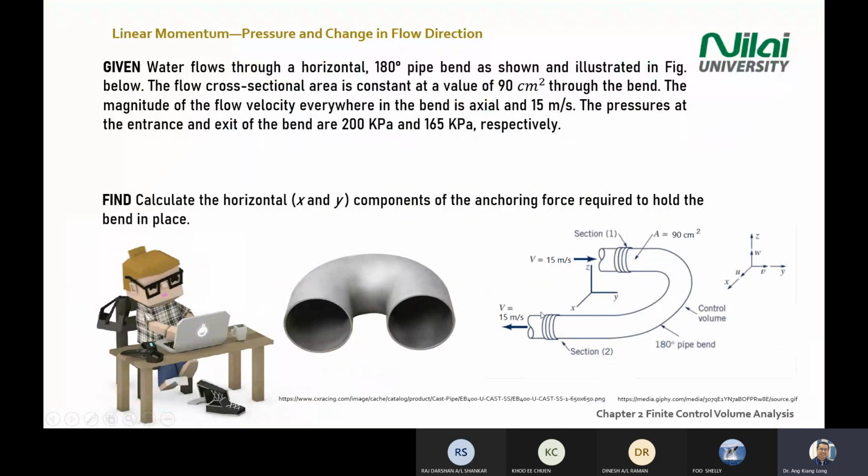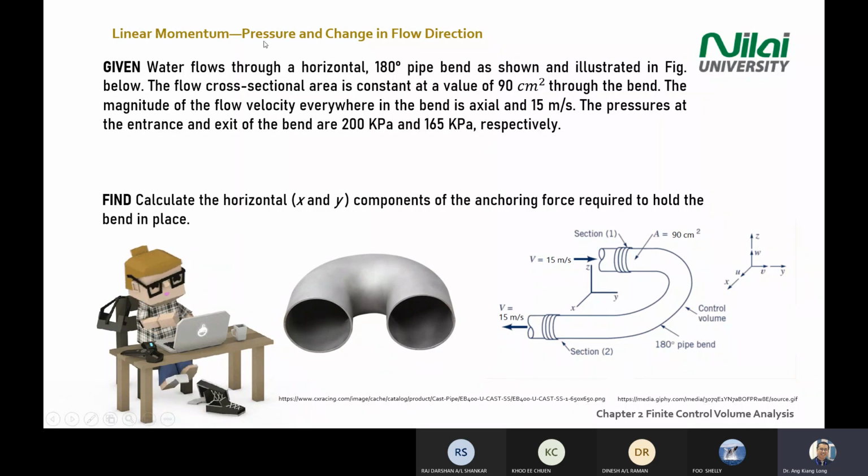Right, let's look at this example. We have a U pipe shape, and the fluid is water. Water flows through a 180-degree pipe bend, as you can see on your screen here. This one is question number 25 in your tutorial questions.